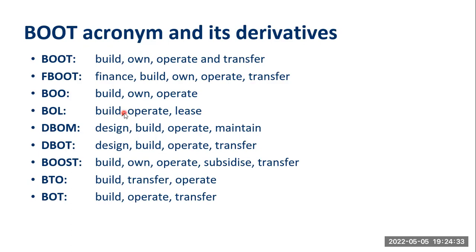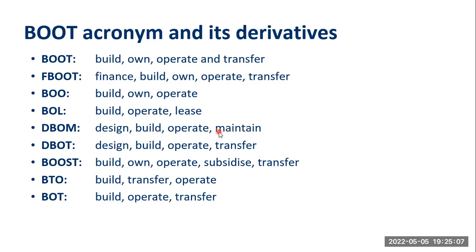Then you have BOL, you build, you operate, and you lease. So in that case, you, the investor or the project management company, you build, you operate it, and then you can lease it to the client, right? The client may be paying for it slowly in small installments, and later they may own it, or the lease agreement applies. Then you have DBOM. That's you design it, you build it, you operate, and you maintain.